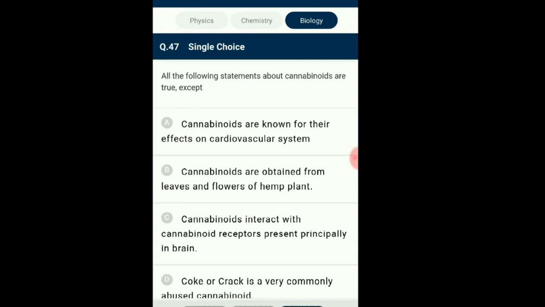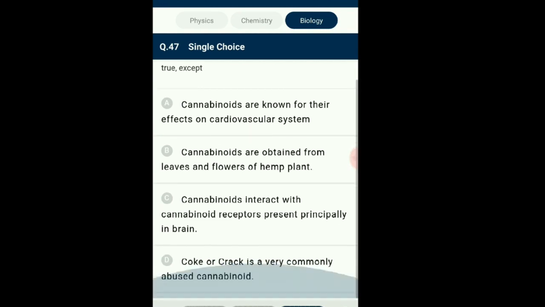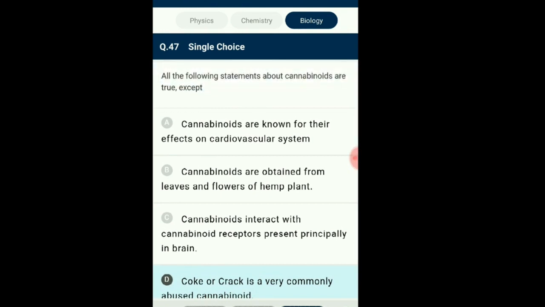Cocaine or coca alkaloid obtained from the coca plant affects the central nervous system and is commonly called coke or crack, and it is snorted. So the answer for this question is option D. Coke or crack is snorted. The remaining statements about cannabinoids are all true.